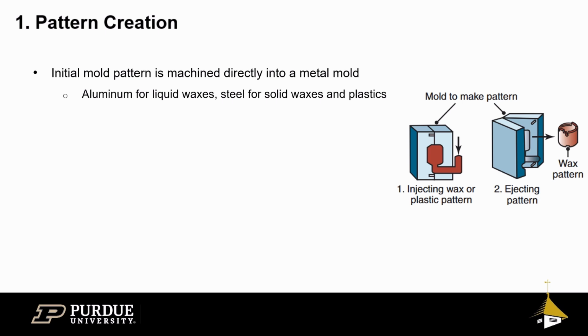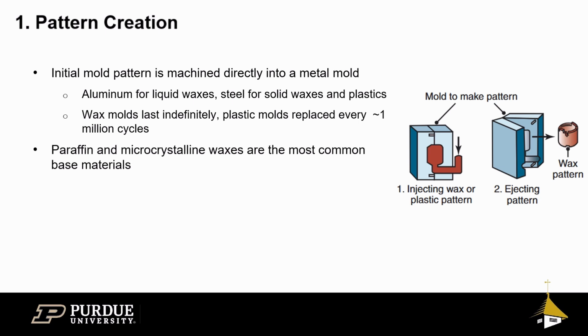Alternatively, solid waxes and plastics are injected at lower temperatures but are more abrasive and require higher injection pressures, making tool steel a better option. It's also important to note that wax molds last indefinitely, but plastic molds should be replaced about every 1 million cycles. That being said, the most common waxes used for investment casting are paraffin or microcrystalline waxes.